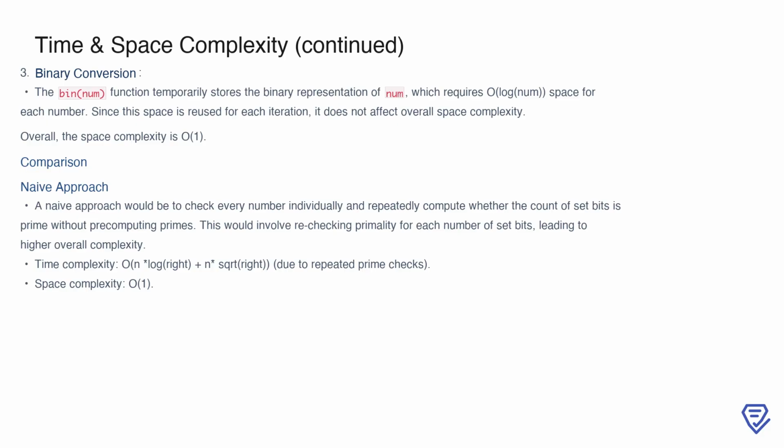Comparing this with a naive approach, where primality is recomputed repeatedly for each number of set bits without pre-computing primes, the naive method has a significantly higher time complexity. Specifically, the naive approach involves O(n * log right) for bit counting and an additional O(n * sqrt) for repeated prime checks, making it less efficient than the optimized solution. Its space complexity, however, remains O(1), as it does not require extra storage.